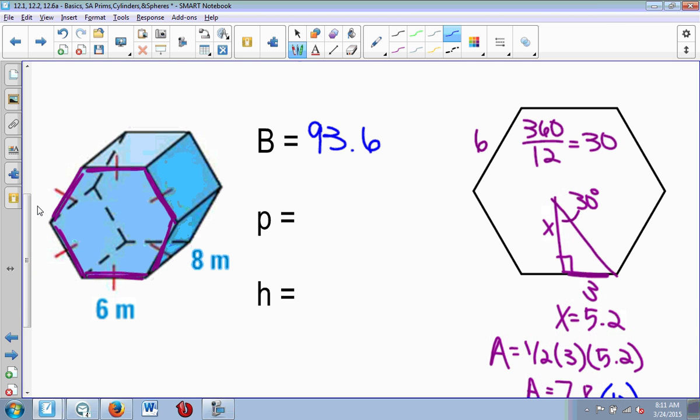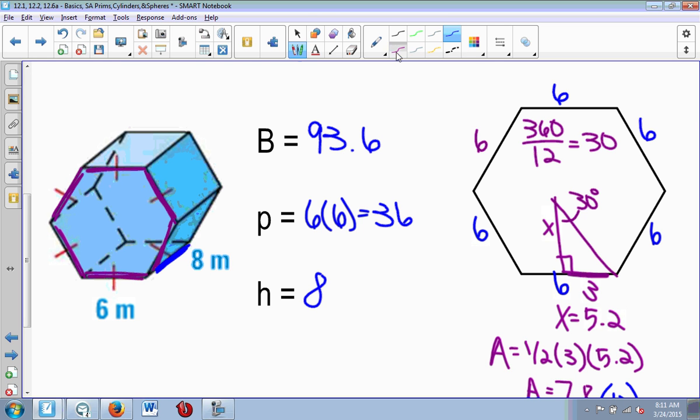Now the perimeter of the base, since the base is a hexagon, and it's a regular hexagon, I know that all of these edges are 6. So all the way around, there are 6 sides. They're all 6, which gives me a perimeter of 36. Then the last thing I'd need to identify is the distance between the bases. The distance between those hexagon bases is that distance of 8.